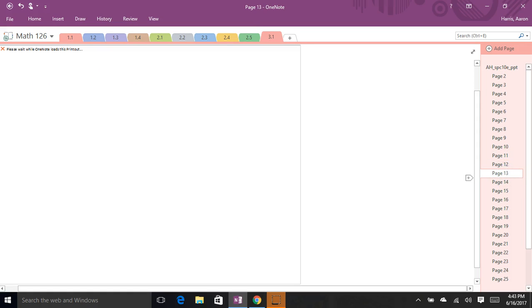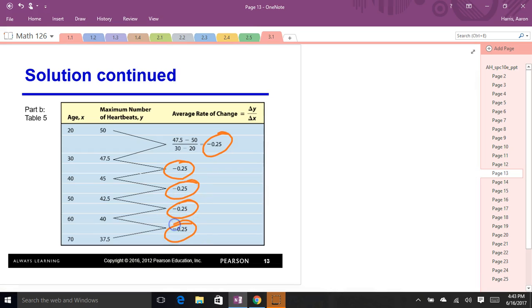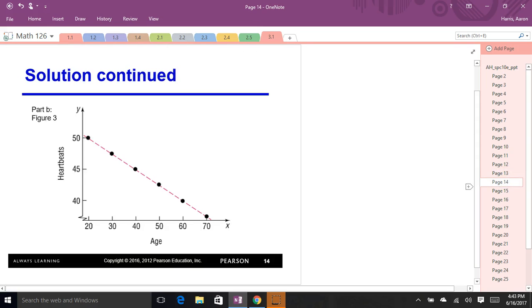and so on. And what you notice is the slope is negative 0.25. With the next 2 points, the slope again is negative 0.25. The average rate of change, negative 0.25 every time. So we can conclude, yes, this is a linear function as displayed with the graph there. You can see it has a linear pattern to it. As the age increases, the max number of heartbeats in a 15-second interval is going down.